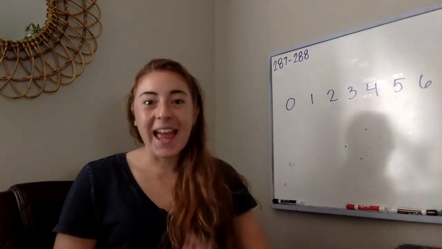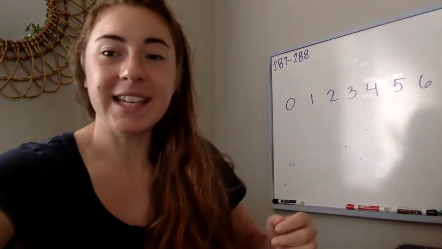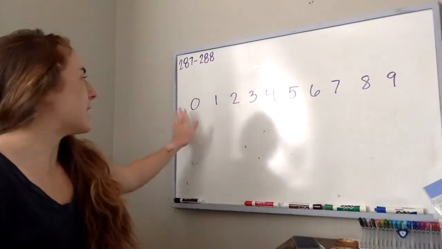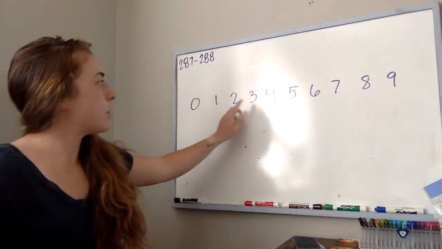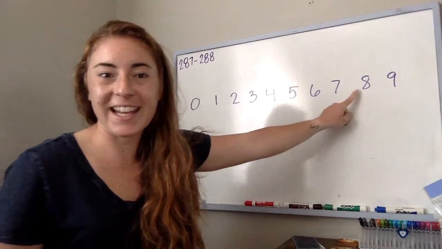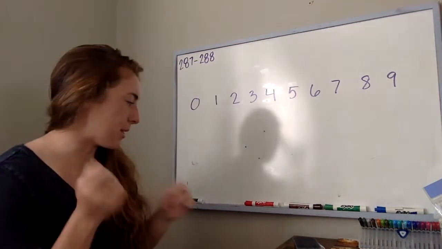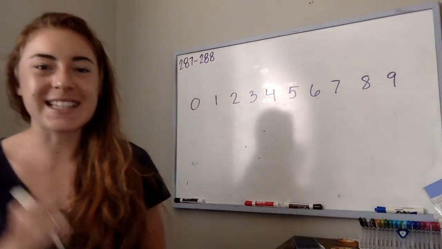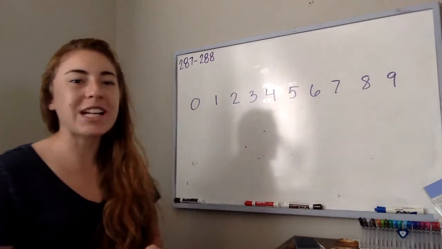Great job. And now we're going to work together on making some numbers. So here I wrote on my whiteboard all of the numbers 0 through 9. 0, 1, 2, 3, 4, 5, 6, 7, 8, 9. And so we're going to work together to build some numbers that I call out. So the first number that I'm thinking of is 37. What two numbers do we need to write 37?